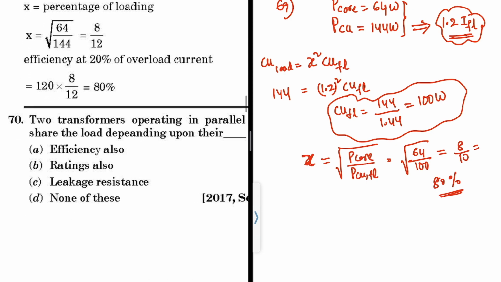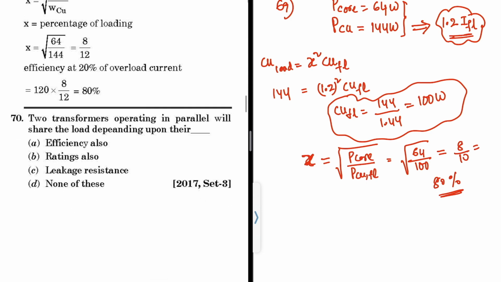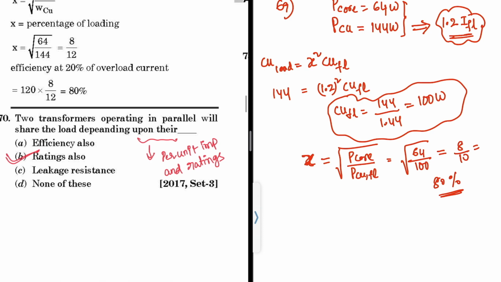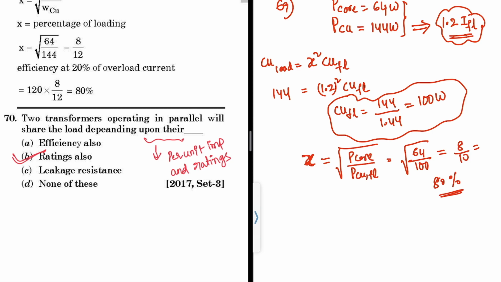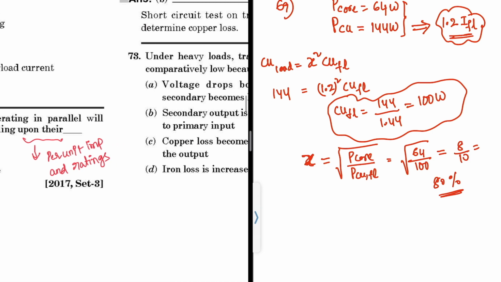Two transformers operating in parallel will share the load depending upon which parameters? Per unit impedance and ratings also. So the answer will be ratings. Okay. This is direct parallel operation of the transformer. Direct question.